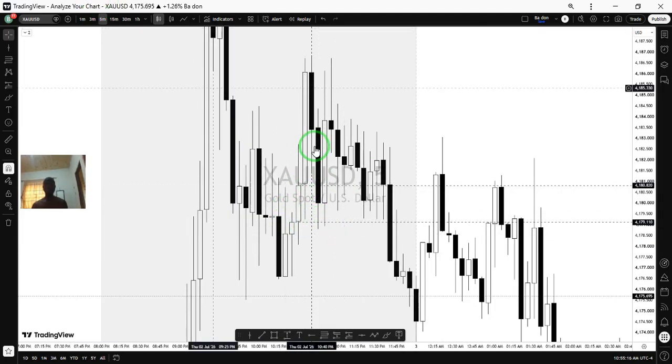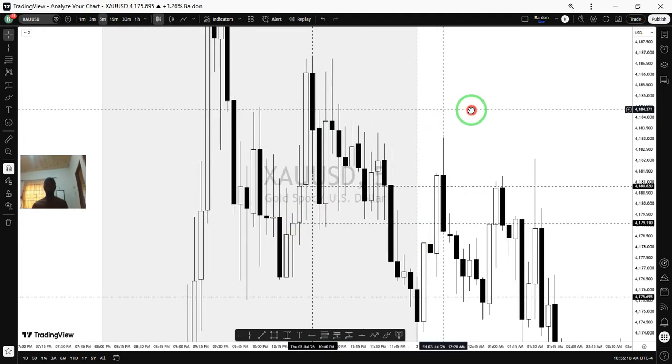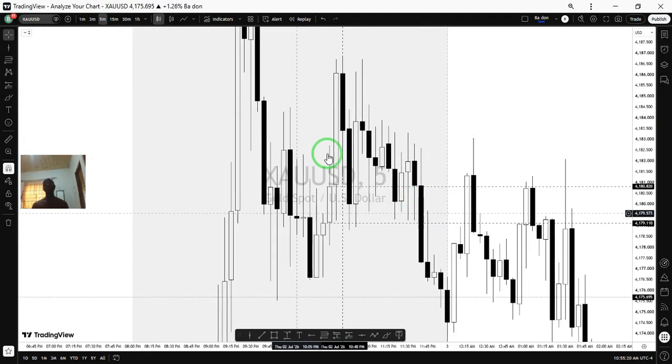So this is the 5 minutes time frame. This strategy uses the 5 minutes time frame and the 1 minute time frame. We are using the 5 minutes time frame to get our bias and our POI, and the 1 minute time frame is for entry.